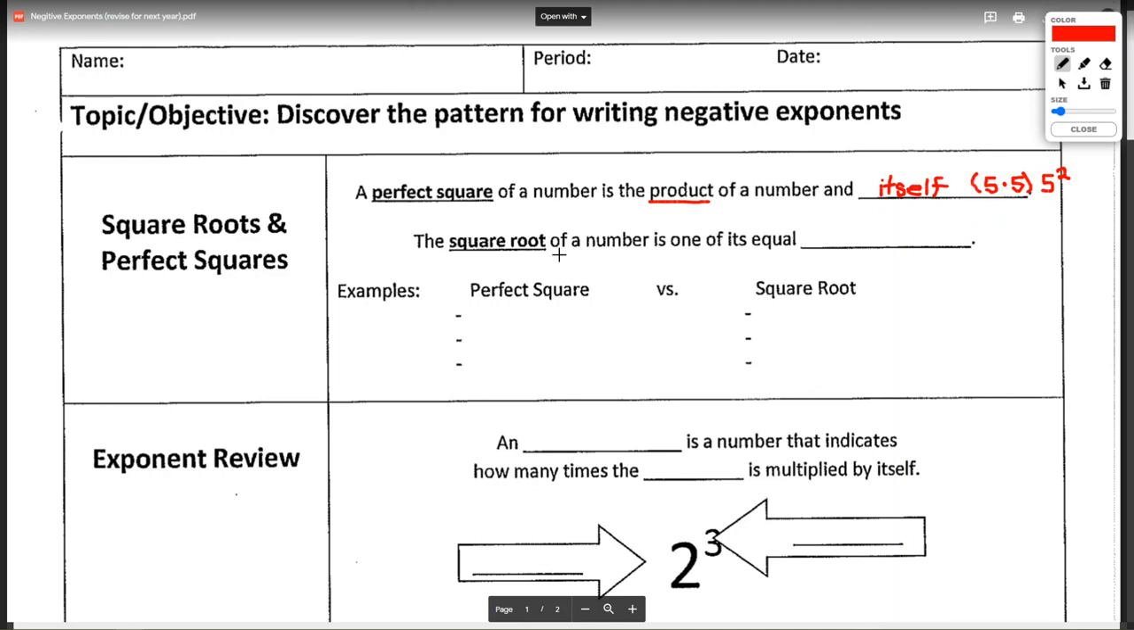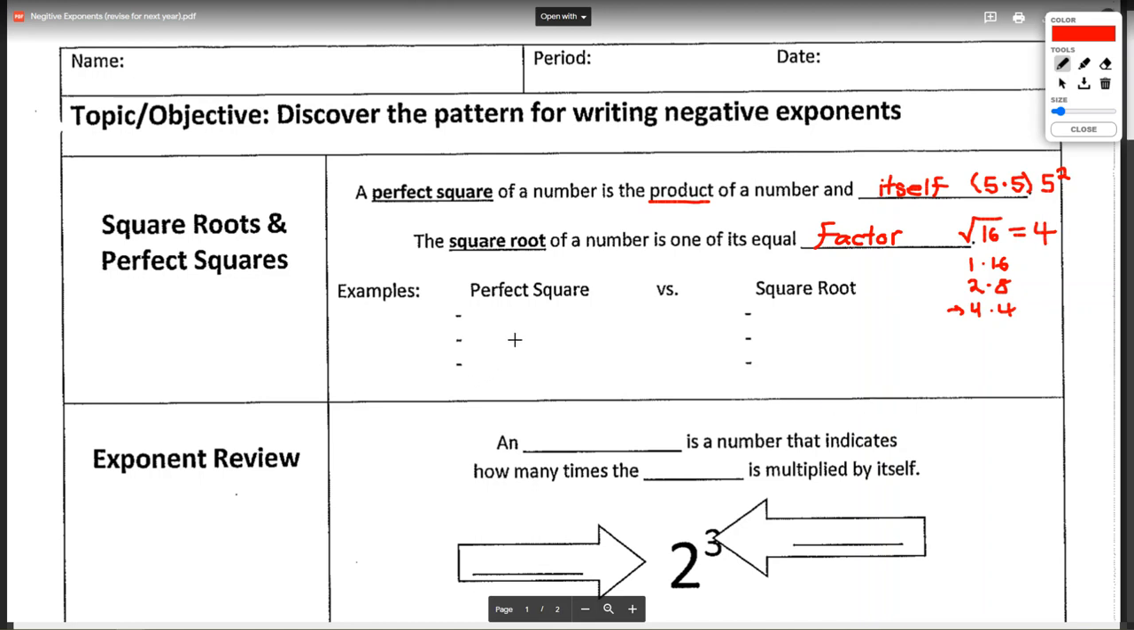The square root of a number is one of its equal factors. And remember, a factor is a number or a set of numbers that you multiply together to get a value. So if I'm looking at the number 16, some factors of 16 are 1 times 16, 2 times 8, and 4 times 4. These are the equal factors, the numbers we can multiply by itself to get 16. So one of its equal factors is the square root. The square root of 16 is equal to 4.